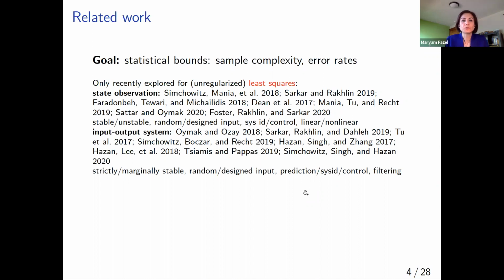The second batch of works cited here are working with input-output data. That is the setting that we will also consider. And here also the various papers are all about least squares only, no regularization. And they look at different setups where you have strictly or marginally stable systems, no results for unstable as far as I know. Also random versus designed input, and also what the end goal is: control, identification, or prediction of the output signal.